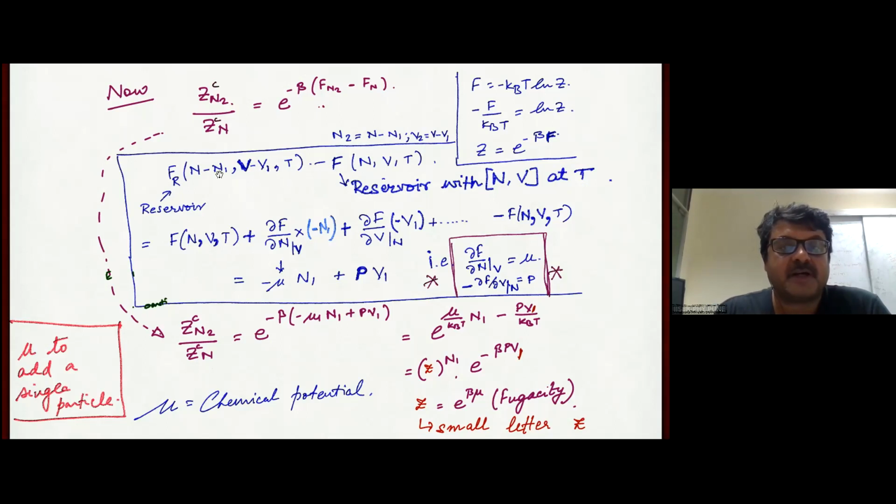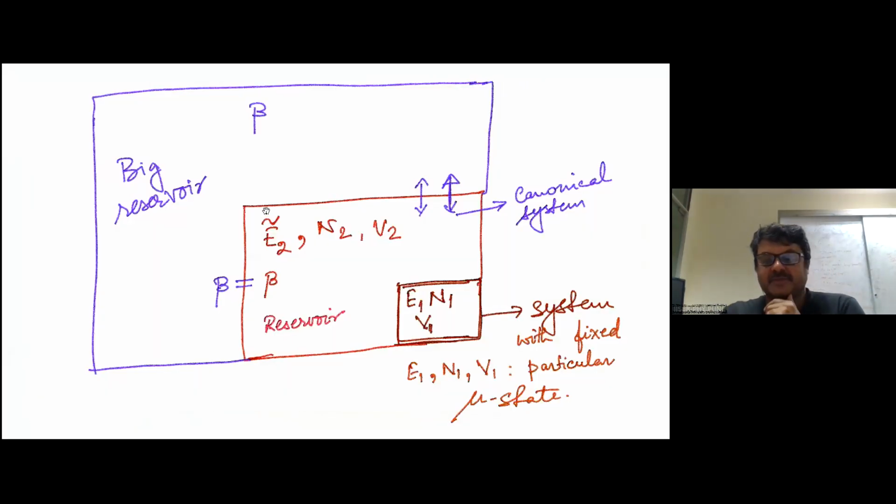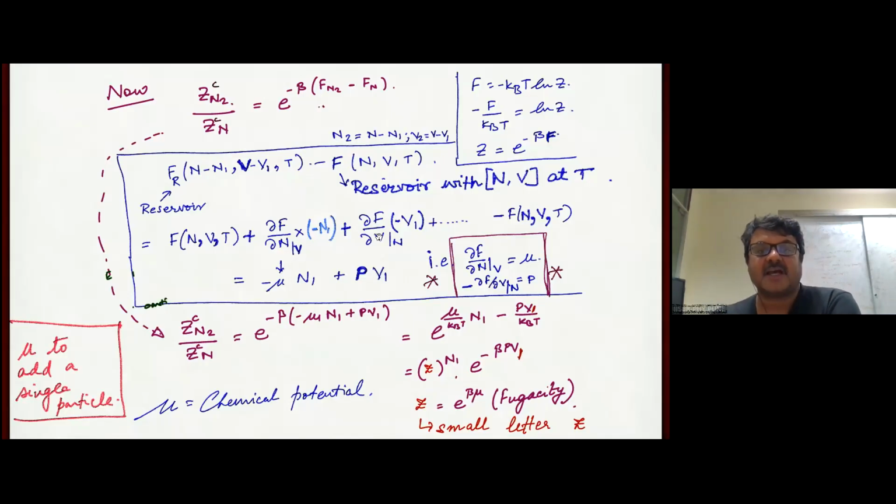So this is N2, the number of particles, N minus N1 is N2, del F del N at volume V into minus N1, plus del F del V into V minus V1, calculated when the reservoir has N particles, plus higher order terms which we are neglecting, minus this F N. And del F del N is nothing but the chemical potential. And del F del V at fixed number of particles is pressure.